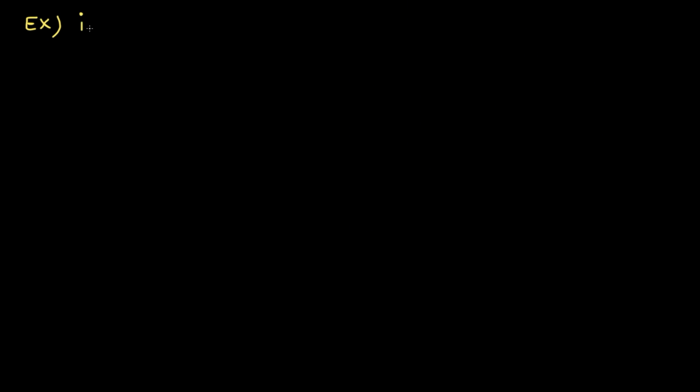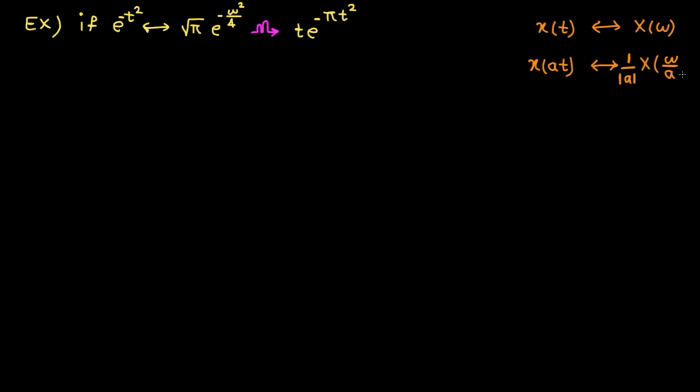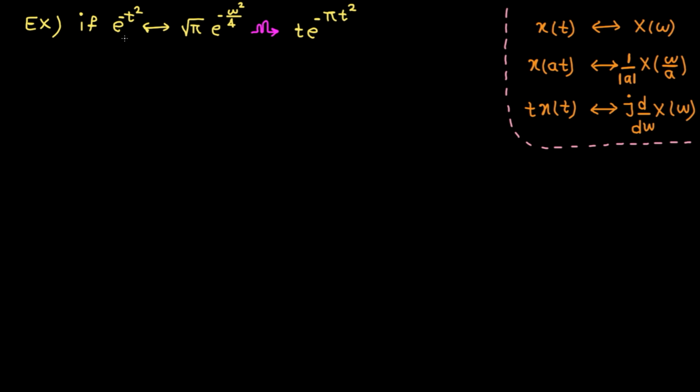Next example. If this pair is given, what is the Fourier transform of this function? In this example, I need to use time scaling and frequency differentiation properties. To go from this shape to this shape, first we need to scale t, then we need to multiply the signal by t. There is only one small problem here. Pi is multiplied by t squared, not t.